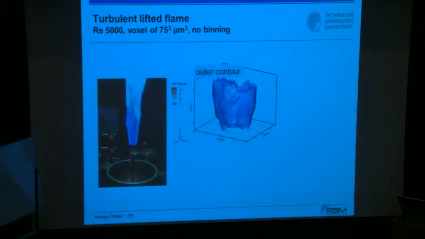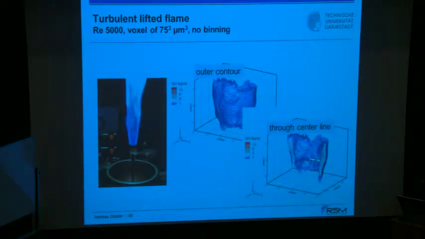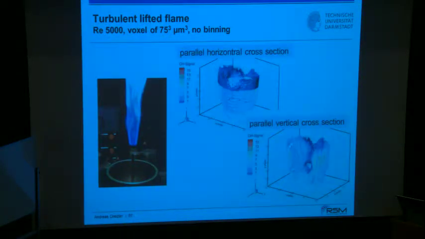Here you see the outer contour. You can now look for different slices. Here's a slice cut off at the center line, where you see the flame. Now it's a turbulent lifted flame again. Sorry, I didn't mention that, with nominal reconstruction volumes of 75 cubed microns. The Reynolds number 5000, the identical flame that we have seen before. And you can look for parallel horizontal cross-sections or vertical cross-sections.